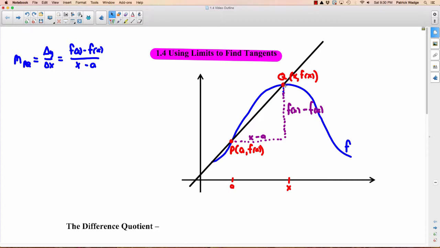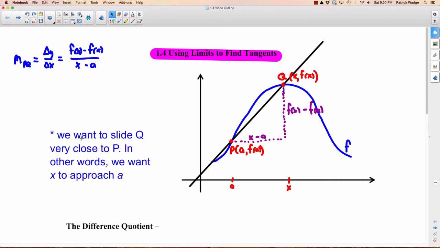Now, to get the slope of the secant line closer to the slope of the actual tangent line that we're interested in, we want to slide this point Q closer and closer and closer to point P. I think I wrote that down here. We want to slide Q very close to P. In other words, we want x to approach a. So this is sounding like limits, doesn't it? Approaching. We want Q to approach P.